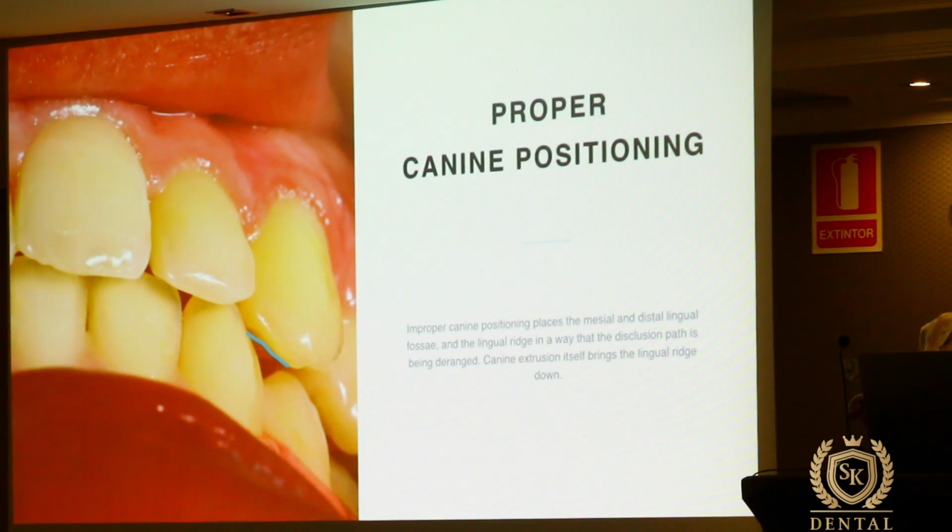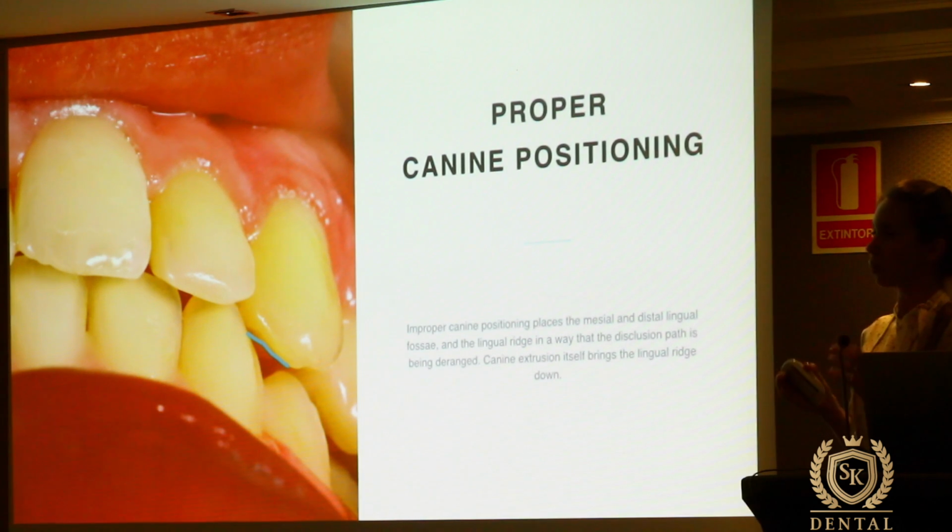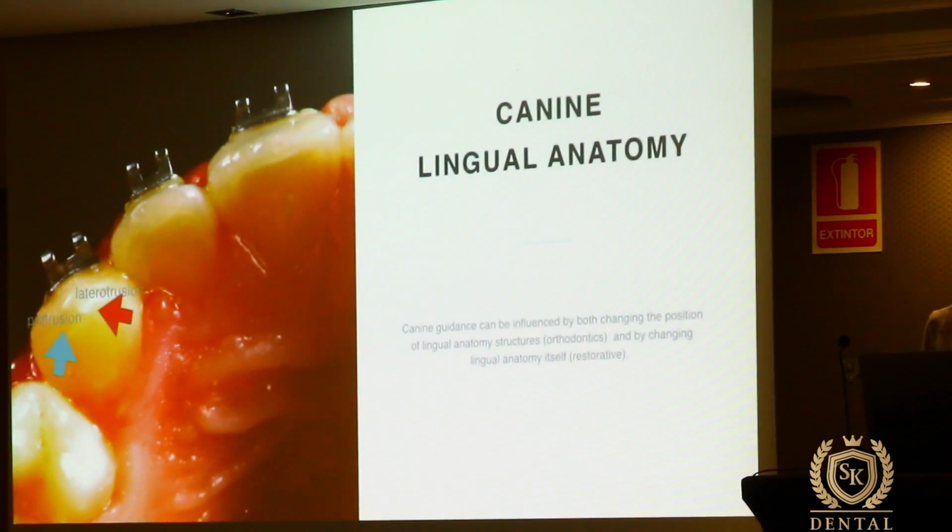So proper canine positioning places the mesial and distal lingual fossa into the proper position. And when we have these proper positions, we have the mandibular path being regulated. Canine extrusion with orthodontic techniques and methods can bring the canine fossas and the lingual ridge down, and this can decrease the disclusion time even more.